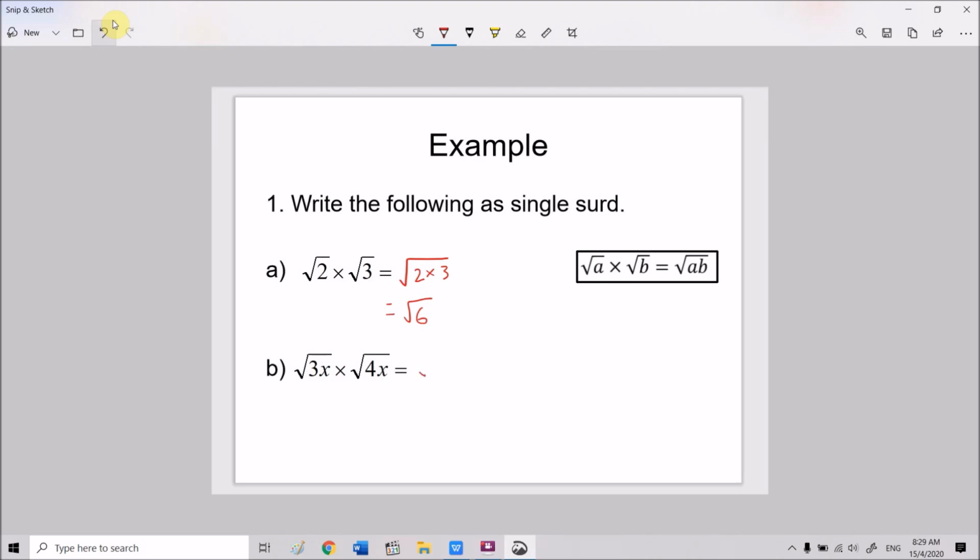Next question, the square root of 3 times 4 times x and x, so you have x squared. Then you have the square root of 12x squared. But the square root of x squared is actually x, so we can write this as x square root of 12.